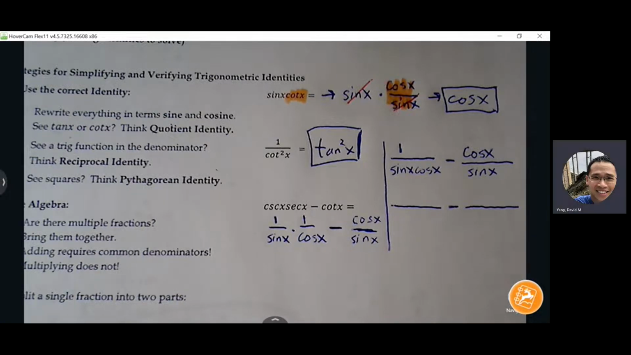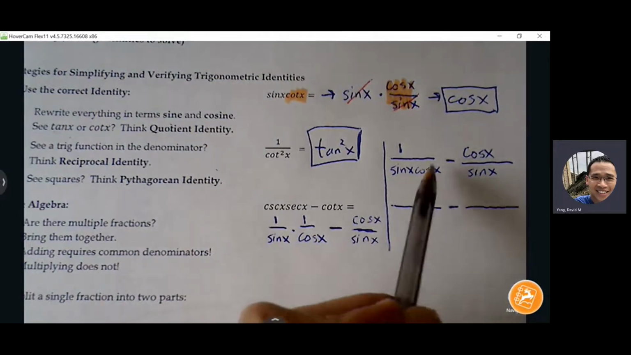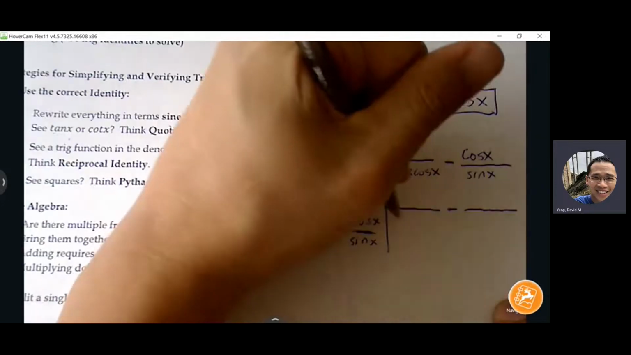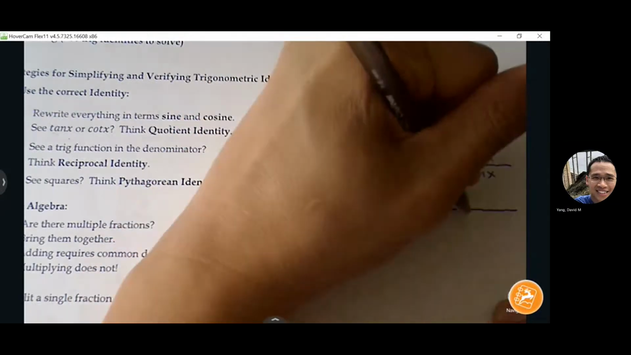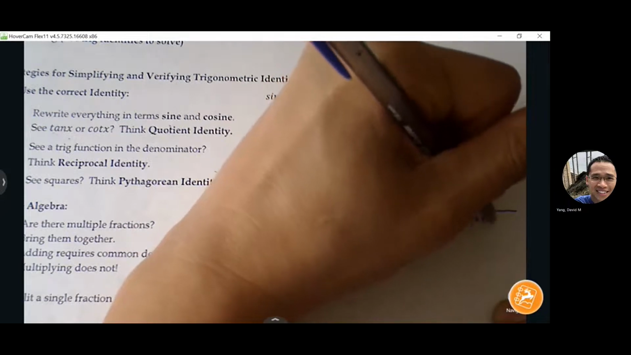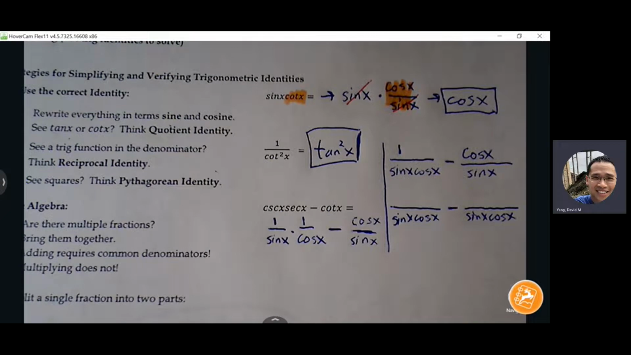Sine x, cosine x, right? I need both, right? If I just pick sine of x, that's too small for this to go into. But if I pick sine x, cosine x, then that will allow for both to go in, to be a part of. Okay, are we good with common denominator there?